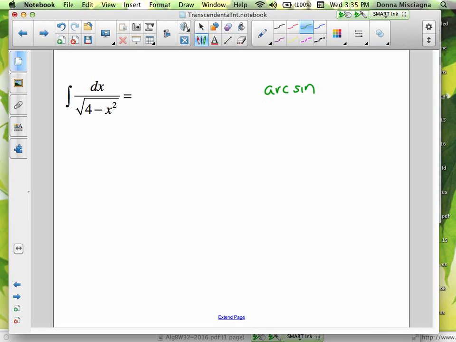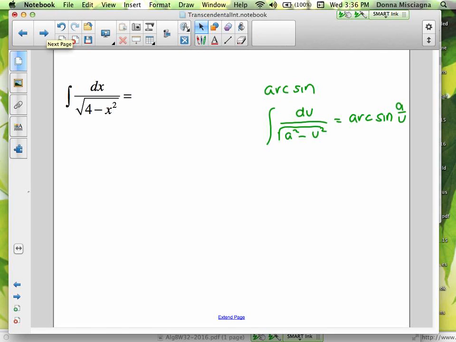Okay. So remember the formula for arc sine, if we have du over square root of a squared minus u squared. This one's the constant, that one's the variable. It's just going to be arc sine, and it'll be a over u. Wait, no, u over a. I have to think which way it goes.